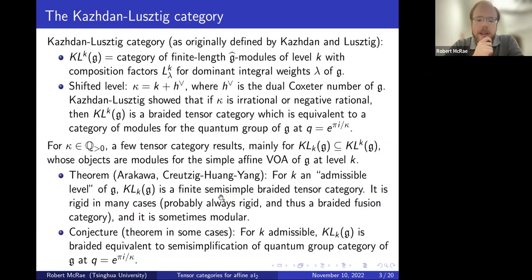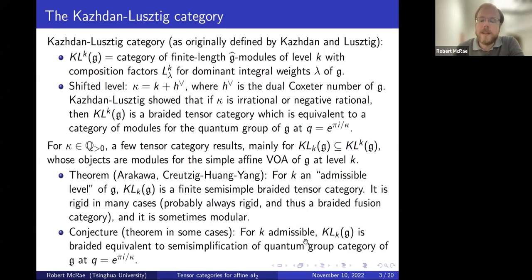Creutzig, Huang, and Yang proved that it's also a braided tensor category. We also know that it's a rigid tensor category in many cases, although we don't know that it's always rigid, but we expect it is. And sometimes it's a modular tensor category, but definitely not always modular.